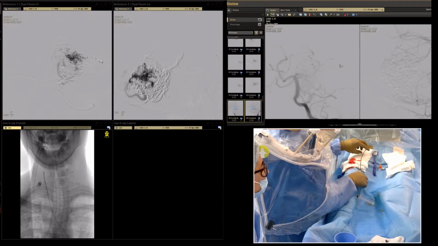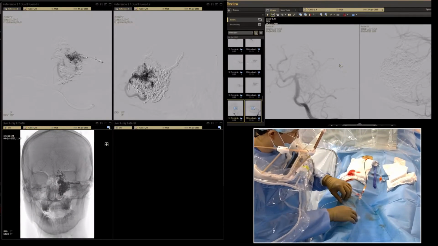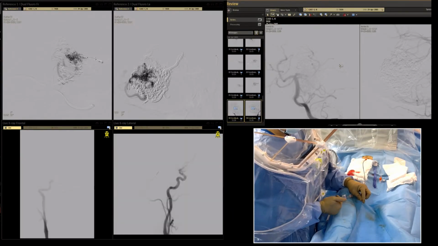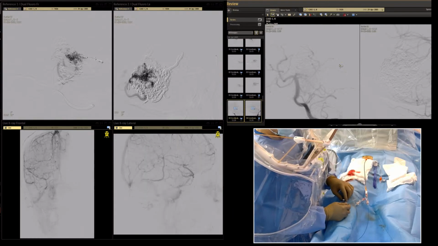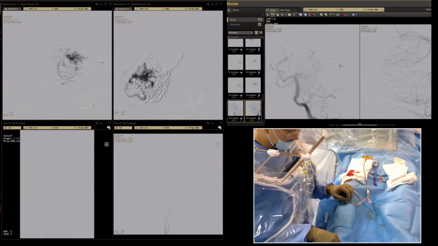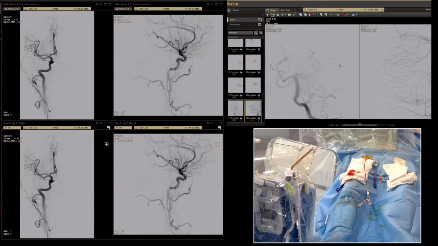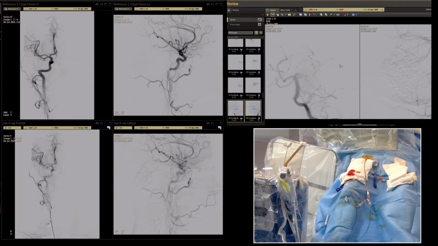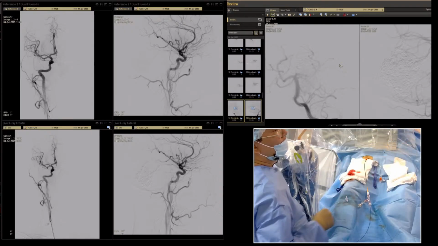Okay. Let's check the Bernasconi Casinari on this side. Yes, it stopped. There is no more Bernasconi. Okay, let's put it up. And for comparison, I want to show you. You see, there is a dural branch Bernasconi here, and there is no branch there. Okay.